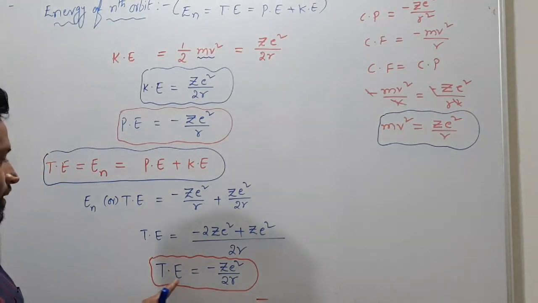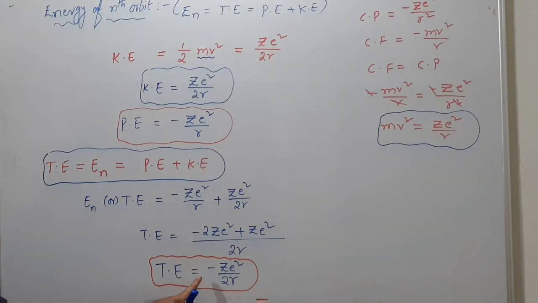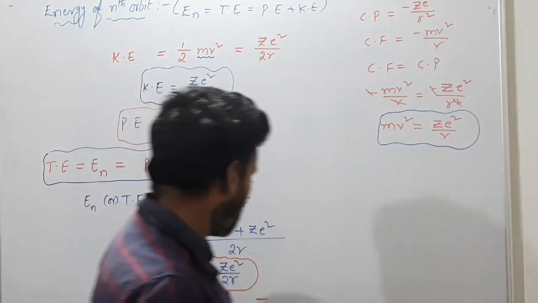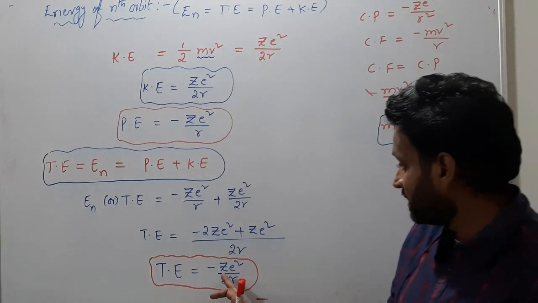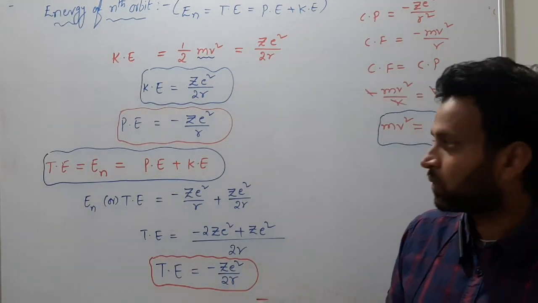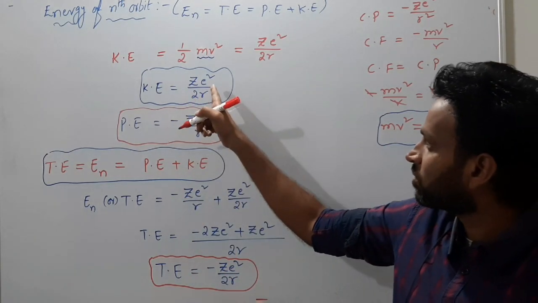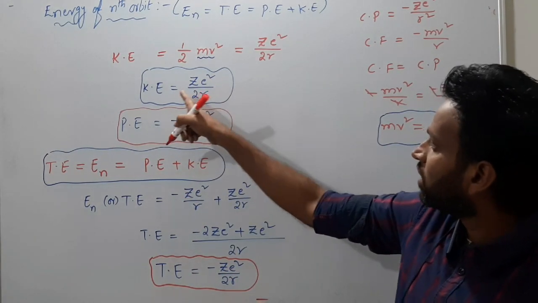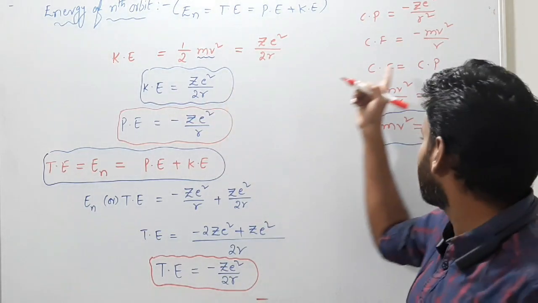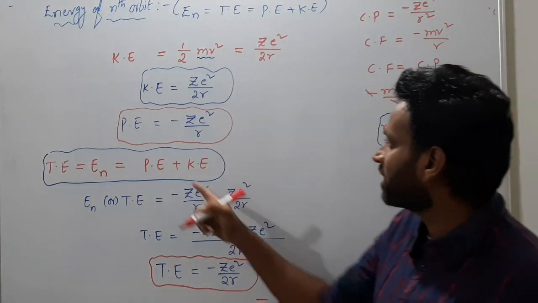So total energy, you have the formula. What is the total energy, sir? Total energy is equal to minus Ze square by 2r. What is the kinetic energy formula? Ze square by 2r. How do you get the kinetic energy? It was given from this: mv square is equal to Ze square by r.